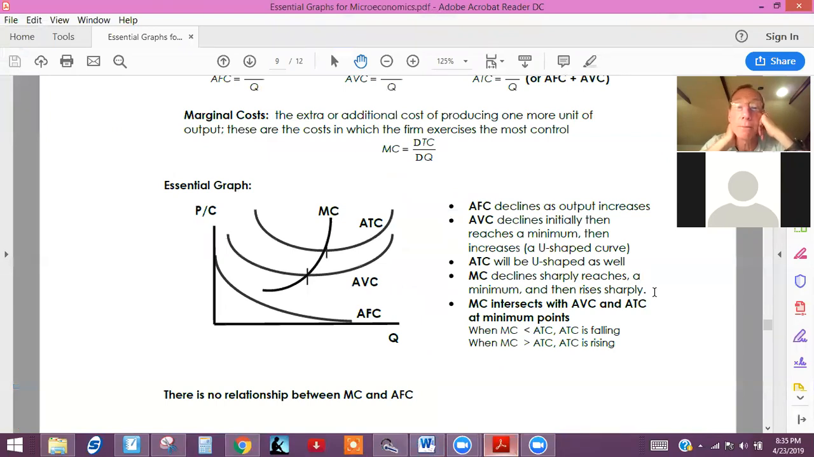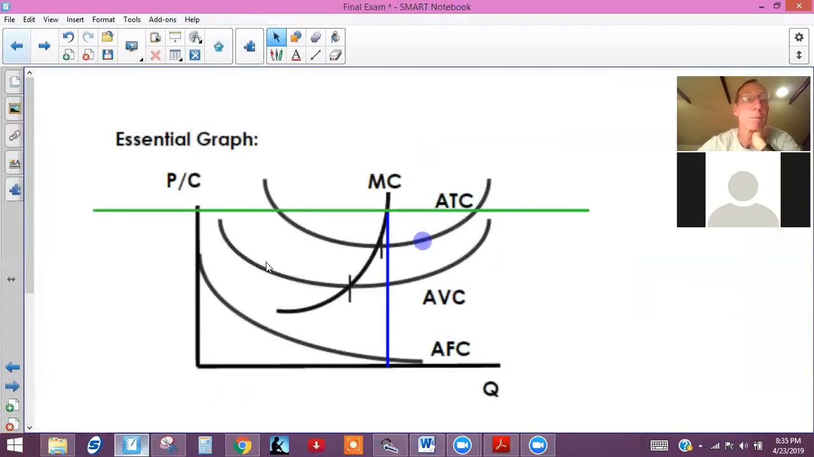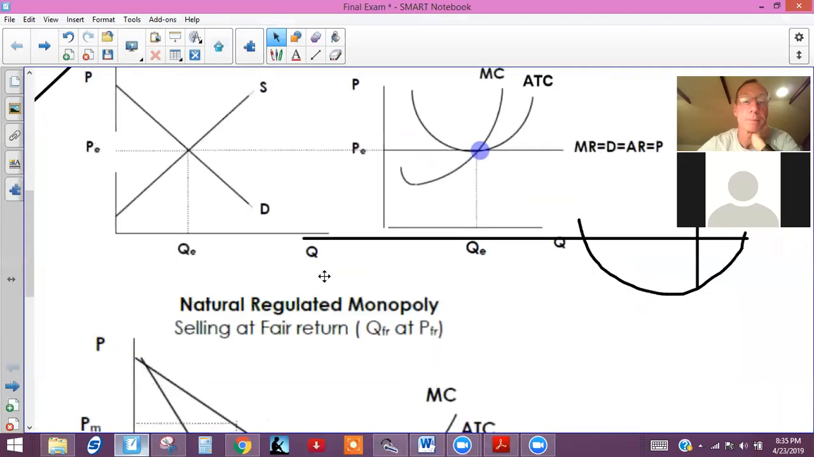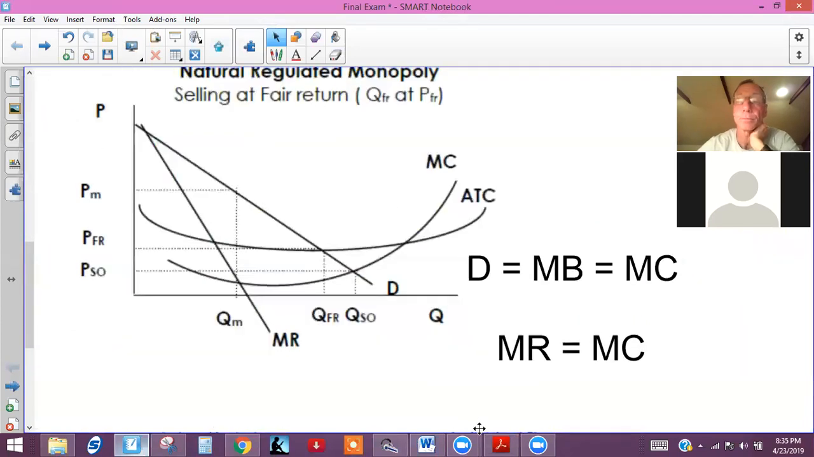And I just want to make sure that demand is equal to marginal benefit. Yes. And it's also equal to marginal cost. I don't know. Say again. What did you say? I missed something on the graph. Could you go to the other graph, the monopoly? Sure. Natural regulated monopoly. Thanks. Marginal cost. Okay.